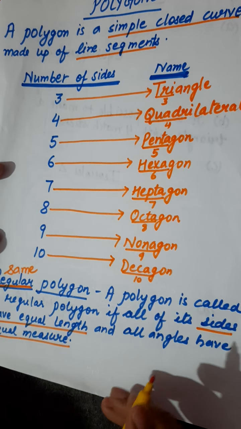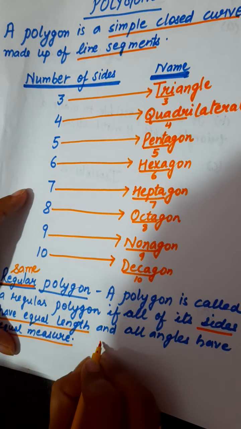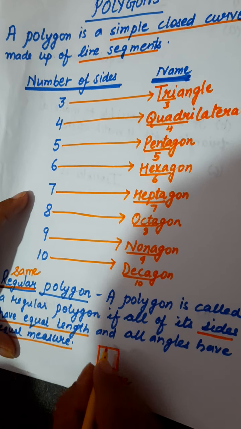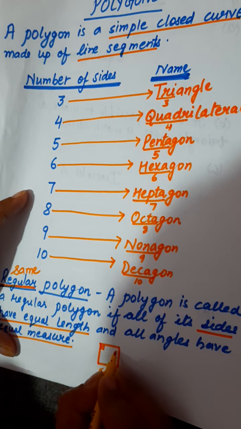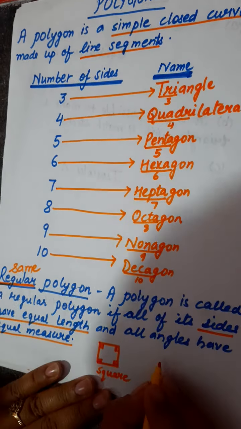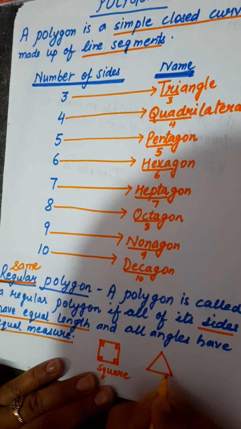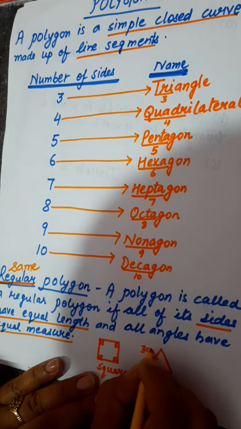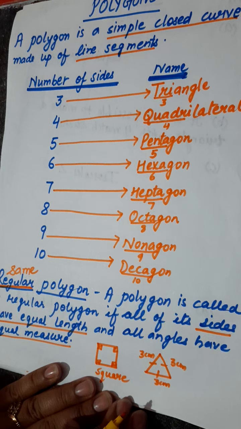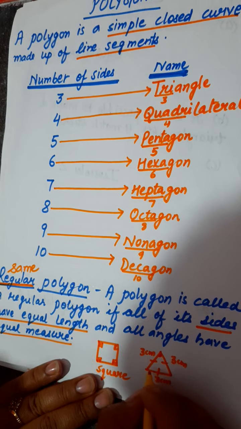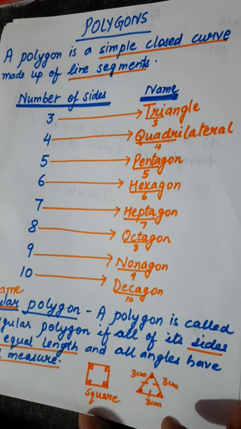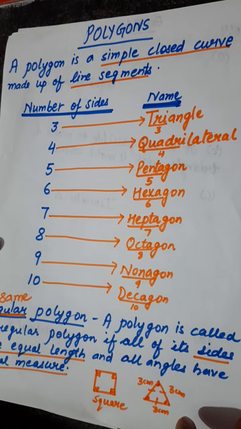For example, square. In a square we know that all the sides are equal. This is a square, and in a square all the sides are equal and all the angles are equal, that is 90 degrees. So it is an example of a regular polygon. If I draw an equilateral triangle like this, 3 centimeter, this is also 3 centimeter, 3 centimeter, in which all the sides are equal and each angle is 60 degrees. So this is an example of a regular polygon. So simply, a polygon is a simple closed curve made up of line segments.